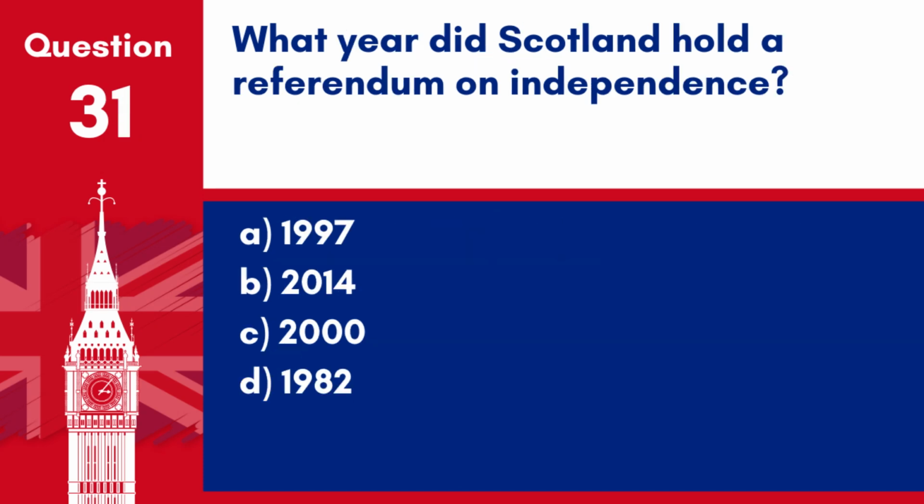Question 31. What year did Scotland hold a referendum on independence? A. 1997. B. 2014. C. 2000. D. 1982. Answer: B. 2014. Scotland held a referendum on independence in 2014, where voters decided to remain part of the United Kingdom.